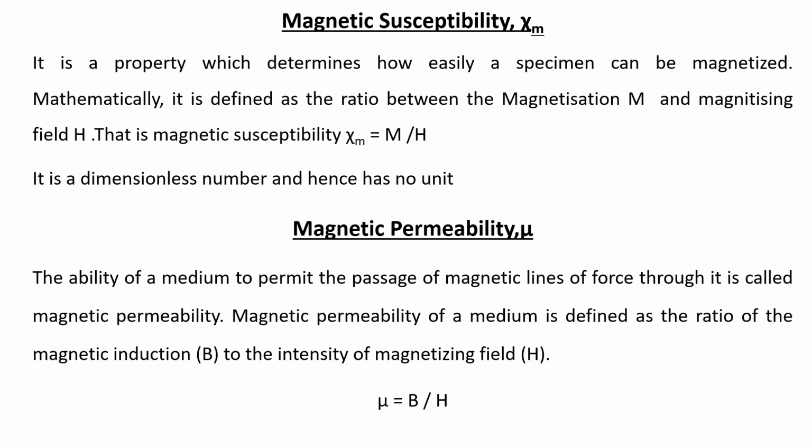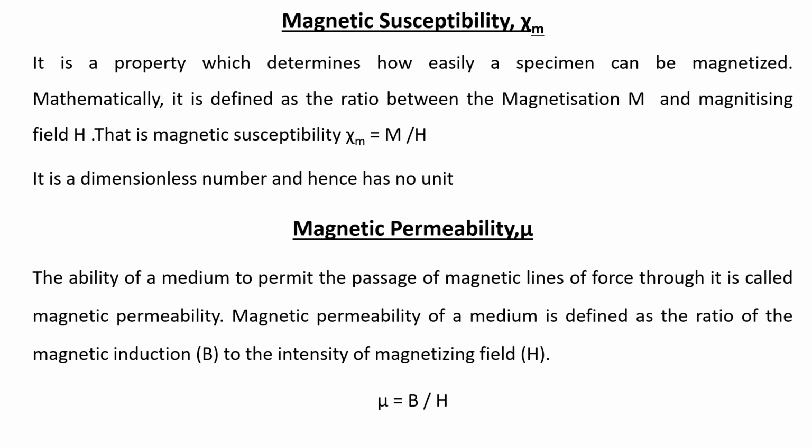Next is the magnetic susceptibility. It is represented by the symbol chi m. Susceptibility is a property which determines how easily a specimen can be magnetized. It can be represented as the ratio between the magnetization vector M and the magnetizing field vector H. That is, magnetic susceptibility chi m is equal to M by H, and it is a dimensionless number, it has no unit.